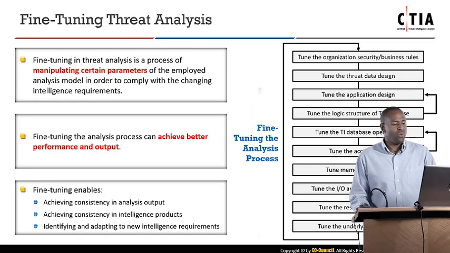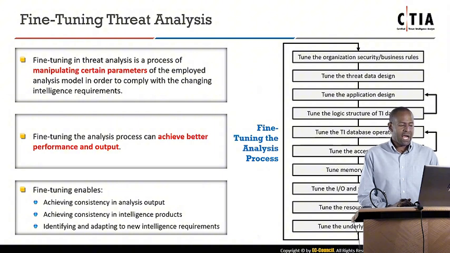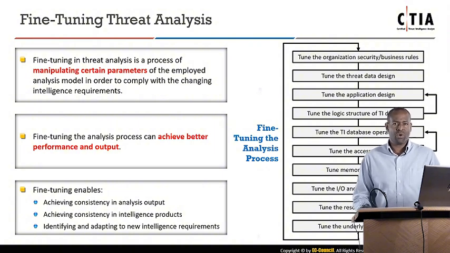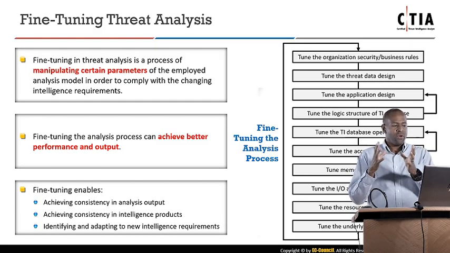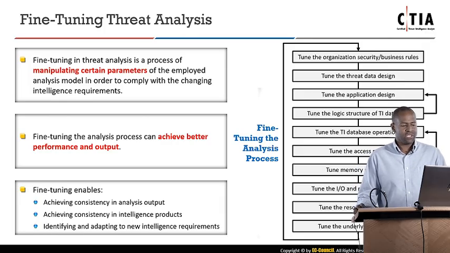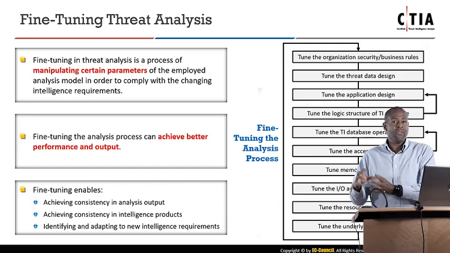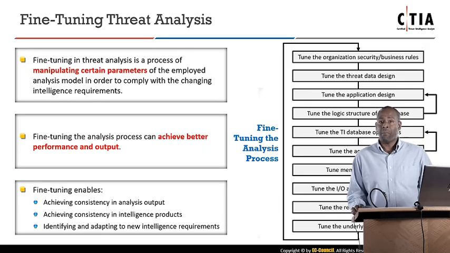What is it? Well, it's a process of taking all the different parameters that we get. We're going to look at certain of those parameters, and we're going to employ an analysis model to comply with any changing intelligence requirements. I look at it as a sieve, right? We're going to make sure that we're looking at only the information, the data, the intelligence that we want to. And we do that by manipulating parameters, which we'll talk about as we go into the rest of this. And what's going to happen is as we go through that sieve, the output that we're going to get is going to be much better.